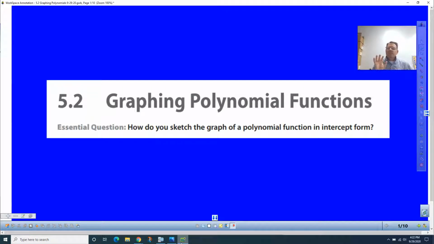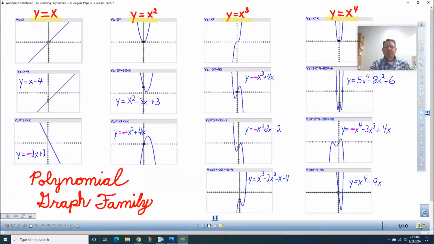So first we're going to spend a good bit of time just really talking about polynomials. What are they and what are their attributes? And then we're going to turn around and be able to use them to graph. So what is a polynomial? Let's look at this next slide here.